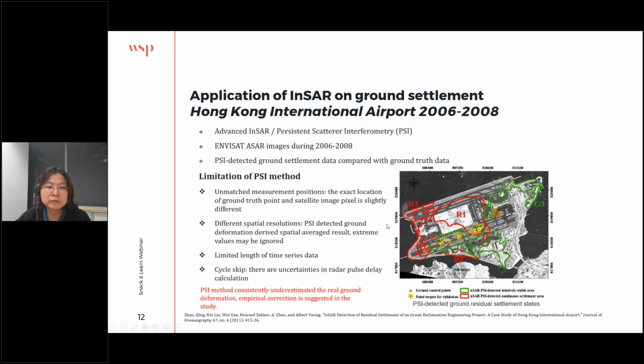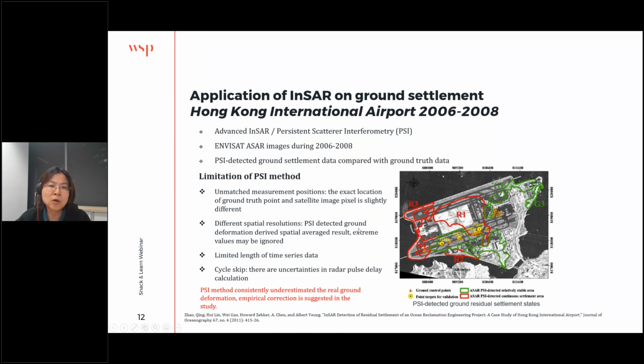And there's another group of researchers who also compared later on using what they call advanced InSAR. They're using persistent scatterer interferometry, PSI. So this is an InSAR development from the conventional InSAR technique; subsequently, researchers keep improving it.